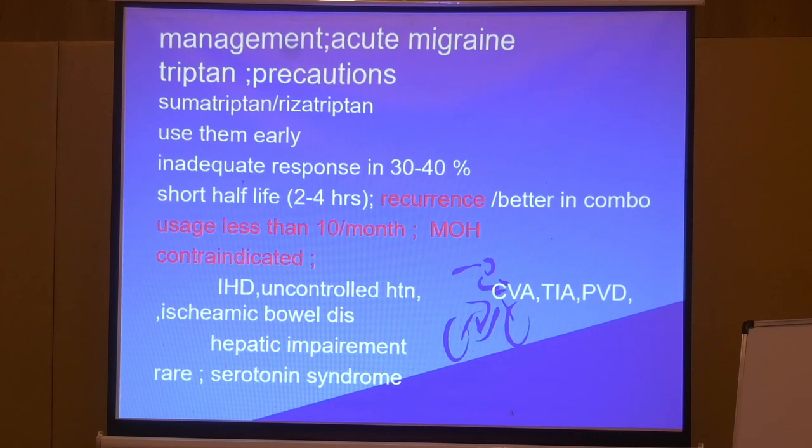Secondly, the efficacy is around 70%. So still 30% of the people, despite taking triptans, might continue with their headaches. And third, very important, the half-life of these triptans is just 2 to 4 hours, whereas migraine can last up to 72 hours. So if you take plain triptan, within 4 hours the headache is back, and then you cannot take a triptan. So that is why a combination of triptan with naproxen becomes more efficacious rather than plain triptan.